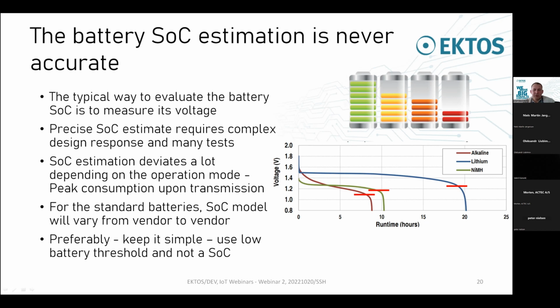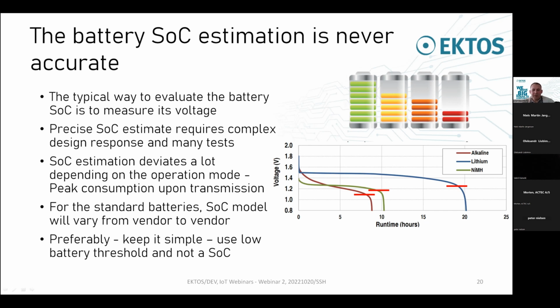And also the SOC estimation deviates a lot depending on the operation mode. If you have peak current consumptions, then the voltage can drop during these peaks, and we can wrongly estimate the SOC. So the measurements shall be done in a particular way, in a particular mode, and the peak currents shall be taken into account. Also, even if we define this state of charge estimation model for standard batteries, like a standard AA type battery, it will be different from vendor to vendor. And when the user changes the battery, it can estimate something incorrectly.